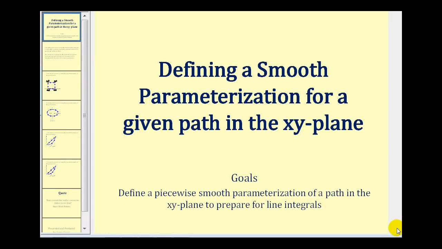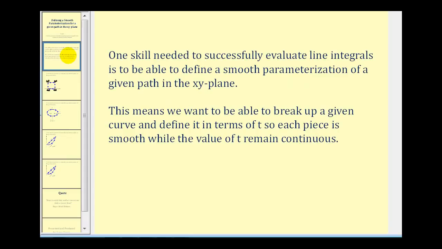Welcome to a lesson on defining a piecewise smooth parameterization of a path in the xy plane to prepare for line integrals. One skill needed to successfully evaluate line integrals is to be able to define a smooth parameterization of a given path in the xy plane. This means you want to be able to break up a given curve and define it in terms of t so each piece is smooth while the value of t remains continuous.